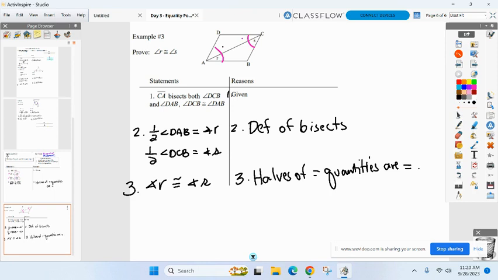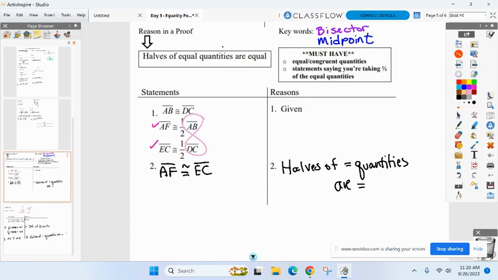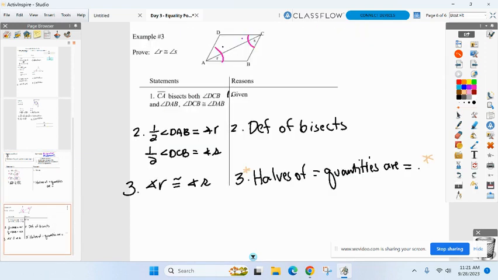Before I let you go on the assignment on your own, if I see midpoint, bisector, you know this is going to be used, but you cannot finish the proof until you have two things. The congruent pair, which will probably be given to you, and you're taking half of it. If you don't have this, you can't write this yet. If I give it all to you in the givens, sure, it's a two-step proof. But if those half statements aren't there, like they weren't for this one, you need to come up with them before you finish the proof with halves of equal quantities.